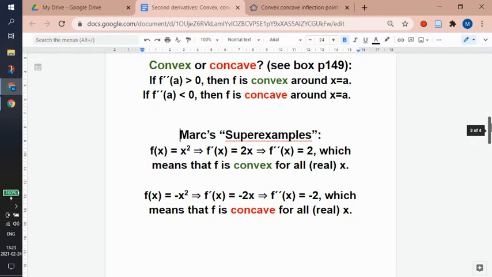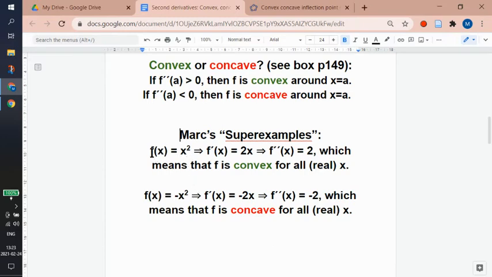If the value of the second derivative is positive at x equals a, then f is convex around x equals a. And if f double prime of a is negative, then f is concave around x equals a. My favorite examples for convex and concave are f of x equals x squared and f of x equals negative x squared. So let's look at that.